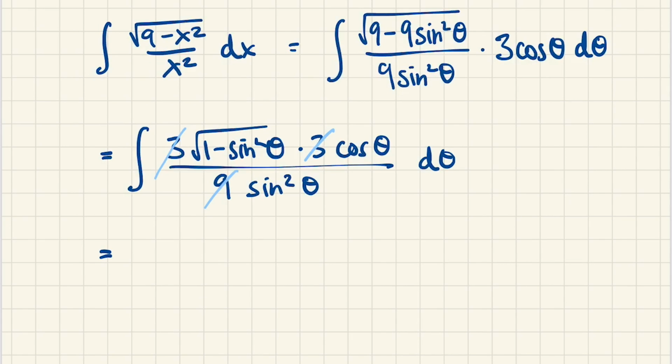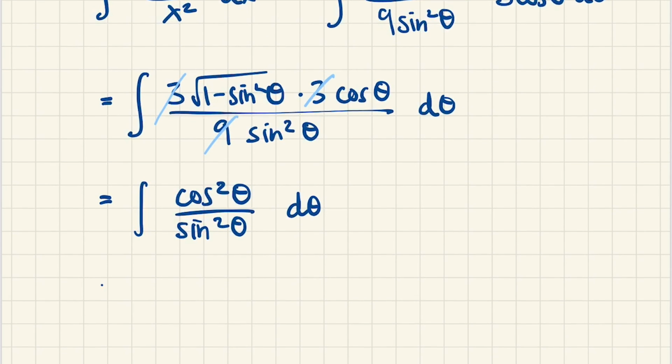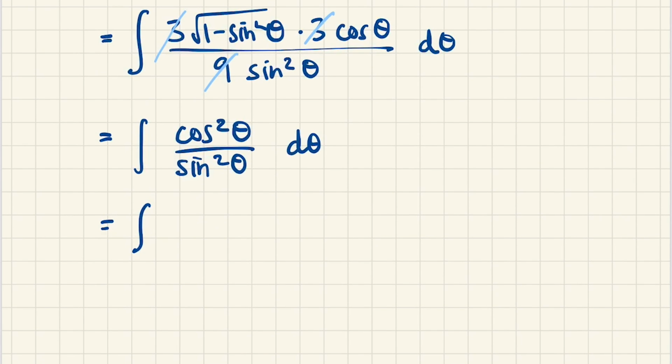Let's see what else happens. The 1 minus sine squared is cosine squared. The square root of cosine squared will be cosine, so we have in the numerator cosine times cosine, which is cosine squared of theta. In the denominator, we have sine squared theta. Okay, well, what is this? Cosine over sine is cotangent, so this is cotangent squared theta d theta. So you can see we've dropped it down to a nice simple trigonometric integral.